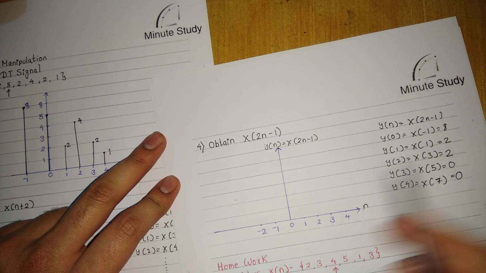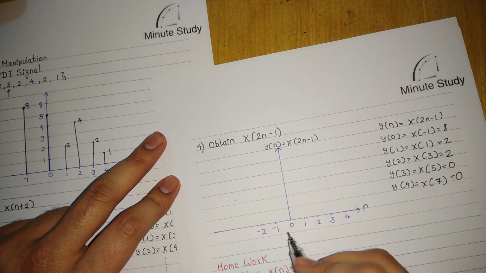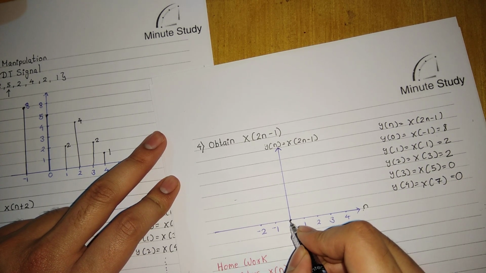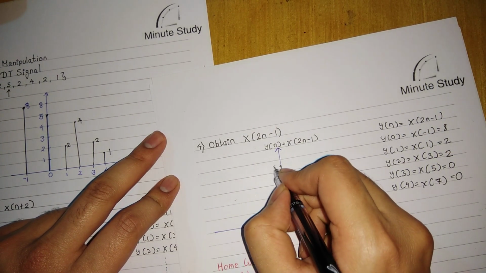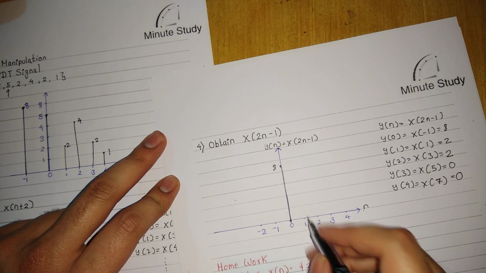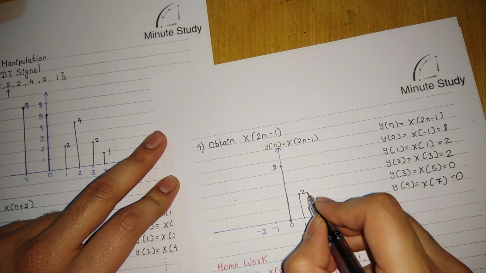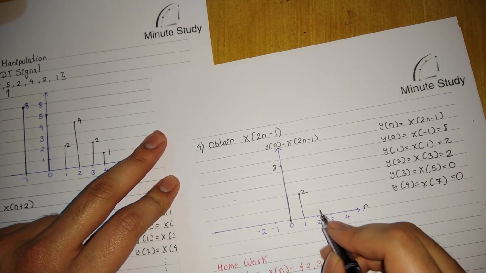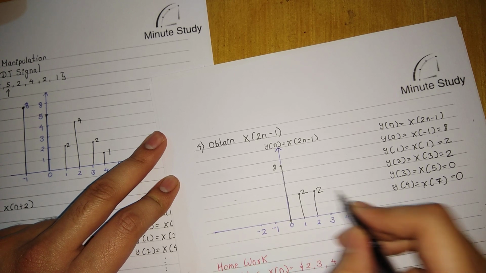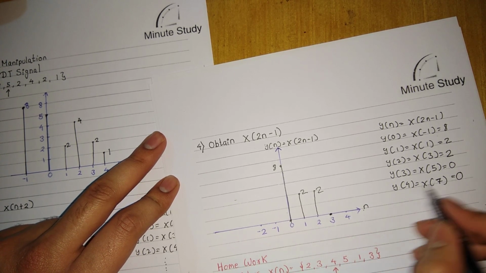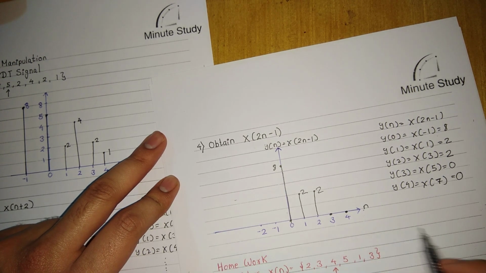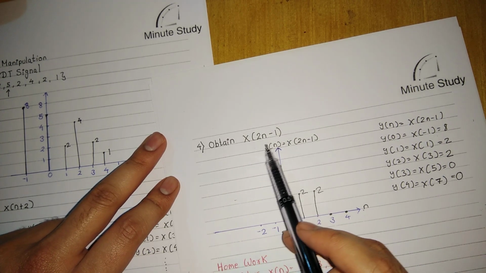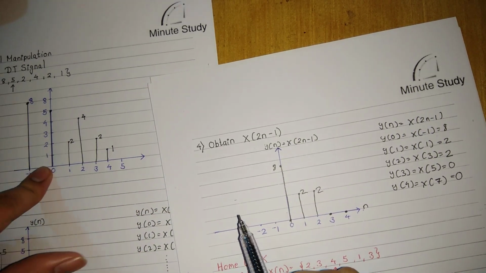So let's plot these values in a graphical representation. For the 0th sample we have a magnitude of 8. For 1 we have a 2, for the second we have 2, for the third we have 0, and similarly for the fourth we have 0. So this is what we get after performing x of 2n minus 1 on the given DT signal.